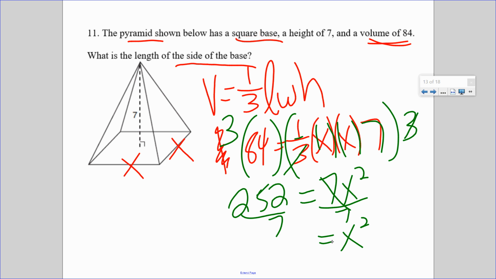Continue the algebra, divide both sides by 7. x squared equals 252 divided by 7, and I'm going to do that on my own calculator. 252 divided by 7 is 36. Square root of both sides, x equals 6. So the point of me going over this example is when you have a square base, you have to understand the length and the width are the same.